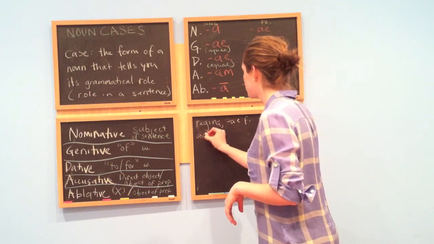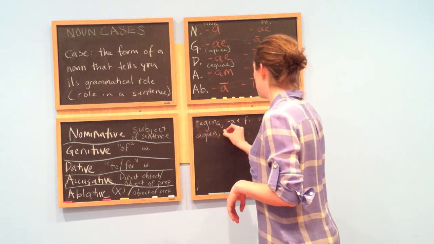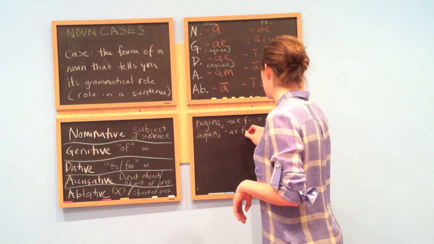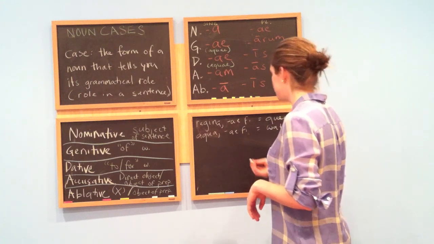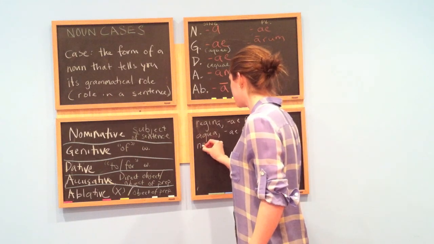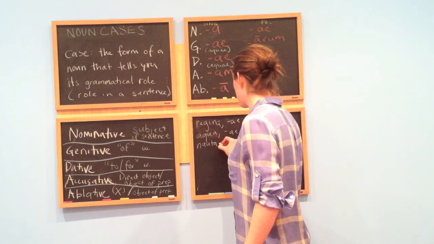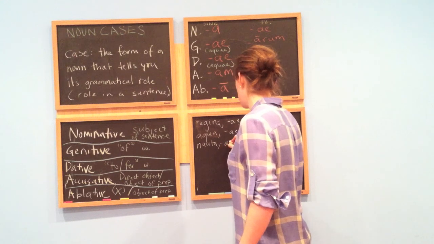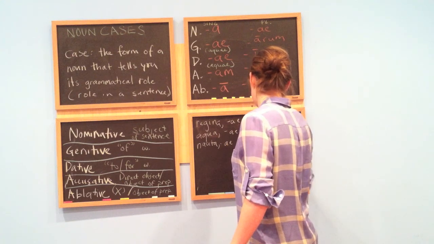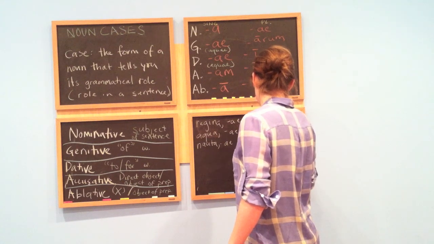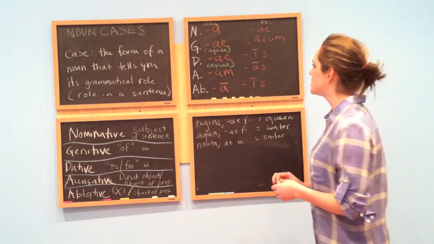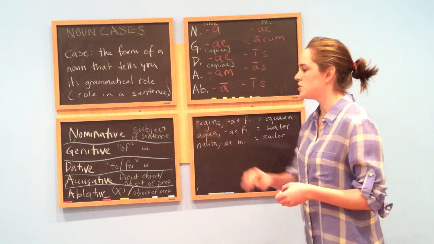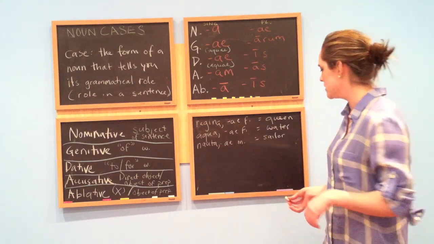Aqua, aquae, feminine, meaning water. And nauta, nautae, masculine, meaning sailor. And we can use different forms of these words to make some sample sentences which illustrate the use of these different cases.